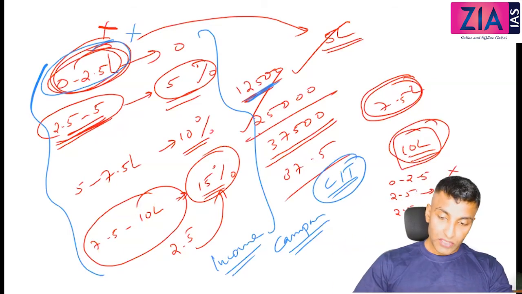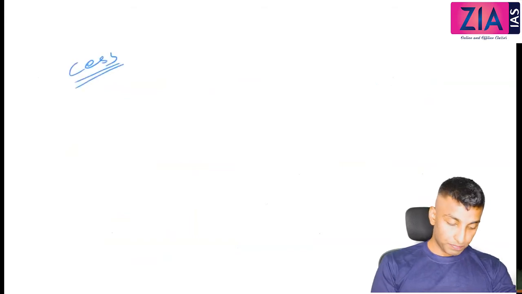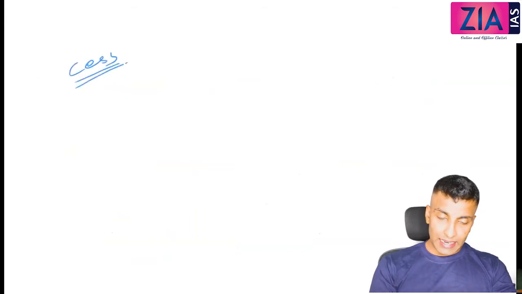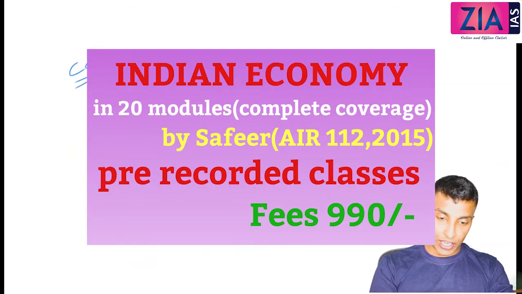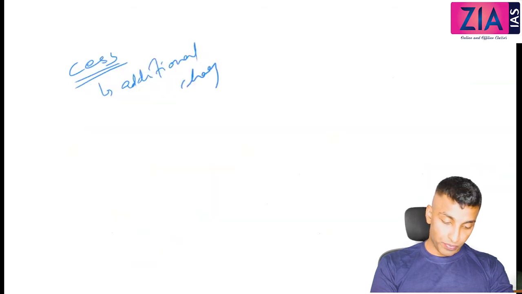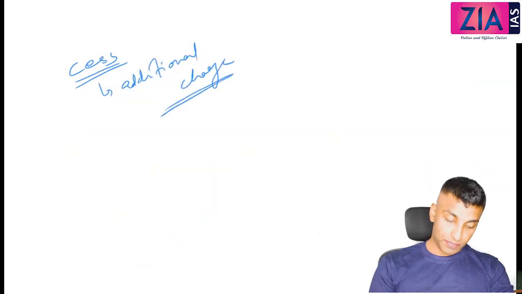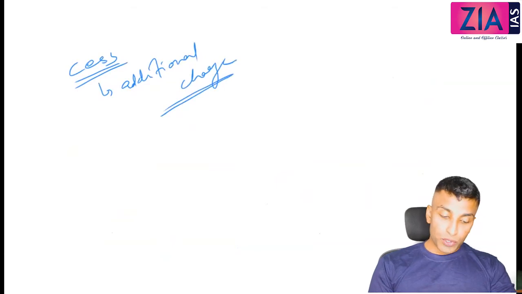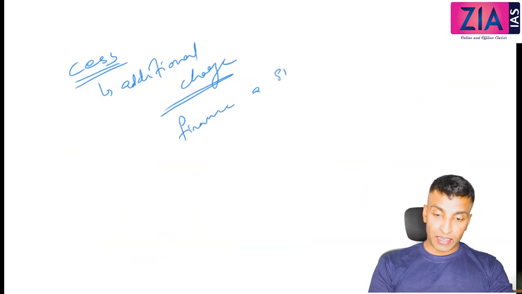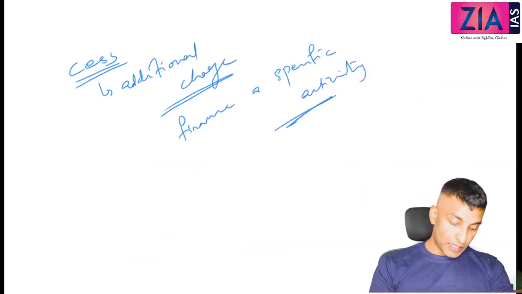Then the third term you can write is cess. It is again an additional tax only, an additional charge only. So just write one line: it is an additional charge on a tax which is imposed to finance a specific activity.